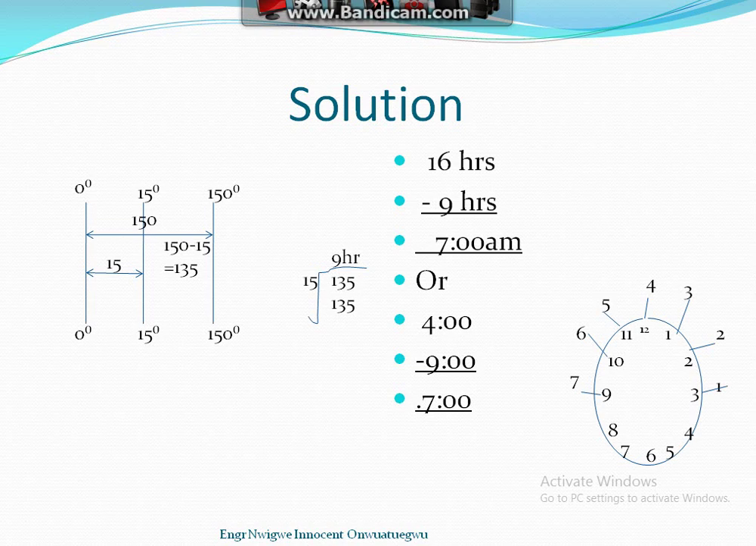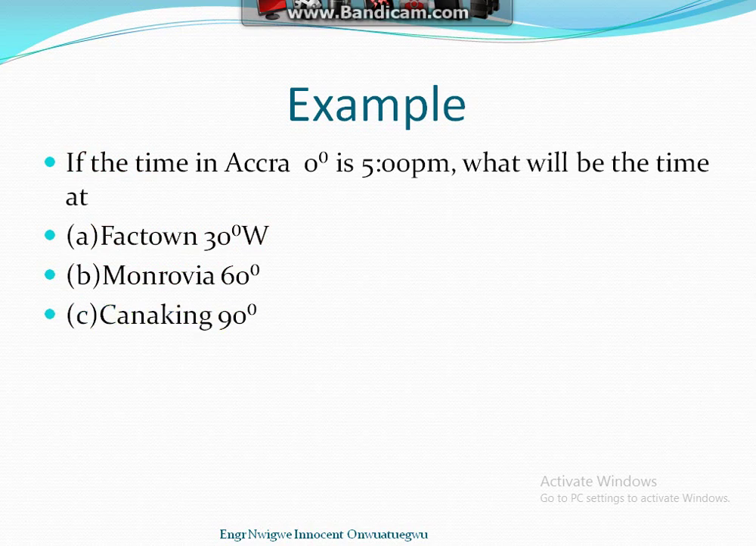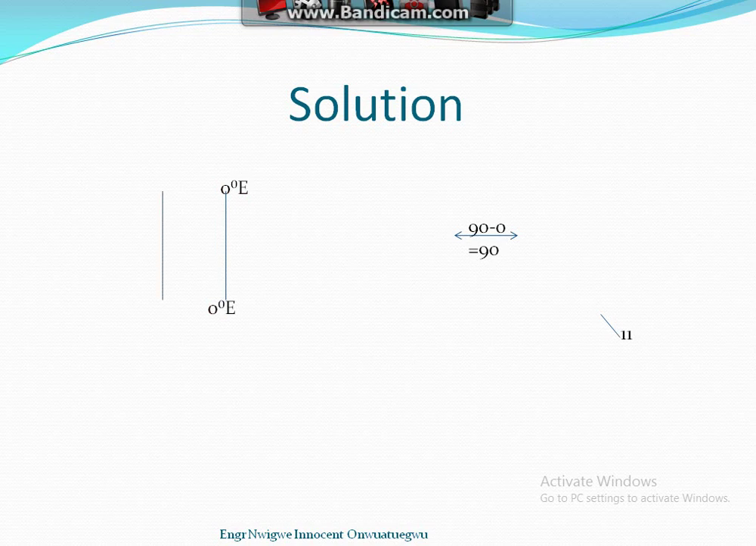Example: if the time in Accra, 0 degrees, is 5 p.m., what will be the time at A, Fairtown 30 degrees west, B, Monrovia 60 degrees, C, Kanaking 90 degrees? Solution: since the longitude of Accra is 0 degrees, from Fairtown, which is 30 degrees, we subtract 30 from 0 to give us 30. Then we divide 30 by 15 to give us 2 hours.